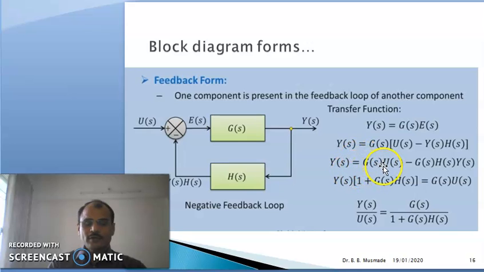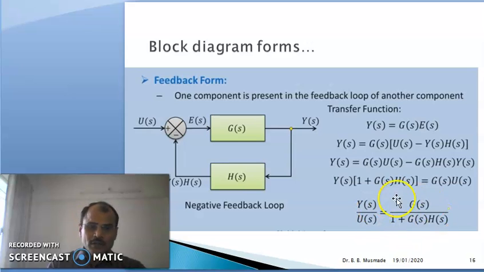After further simplification, we will have two terms in which Y of S is there, so we need to take this term to this side. Finally we will have Y of S into bracket 1 plus, look at this sign, 1 plus G of S H of S, and finally in transfer function form it is given as G of S upon 1 plus G of S H of S. Now this is a very important transfer function. In many of our further discussions we will use this transfer function.